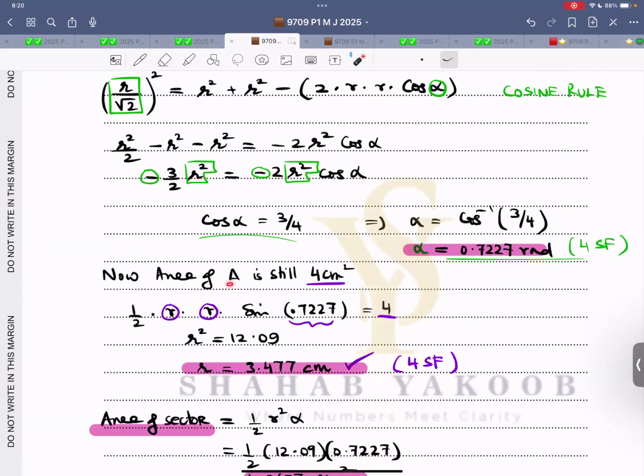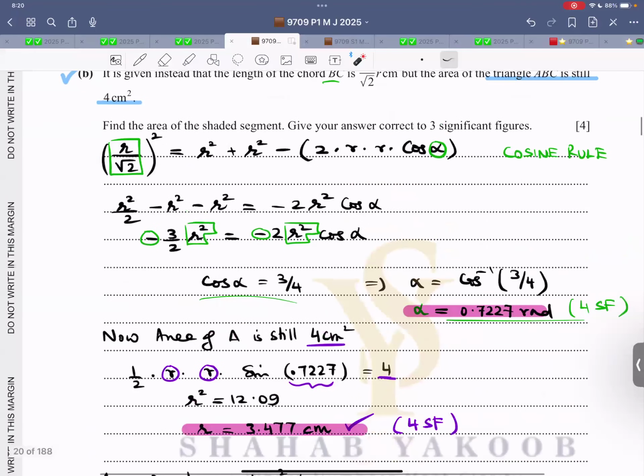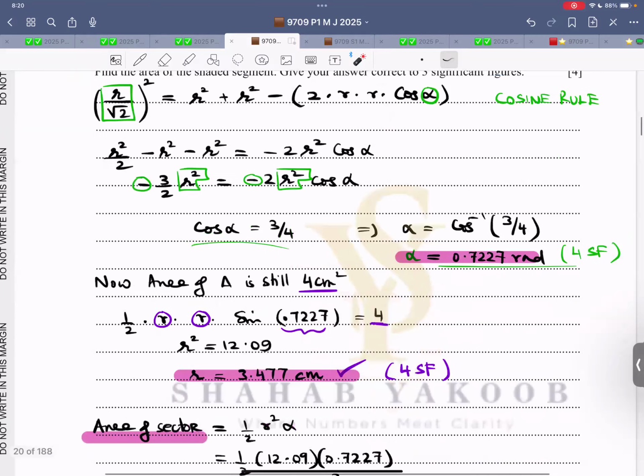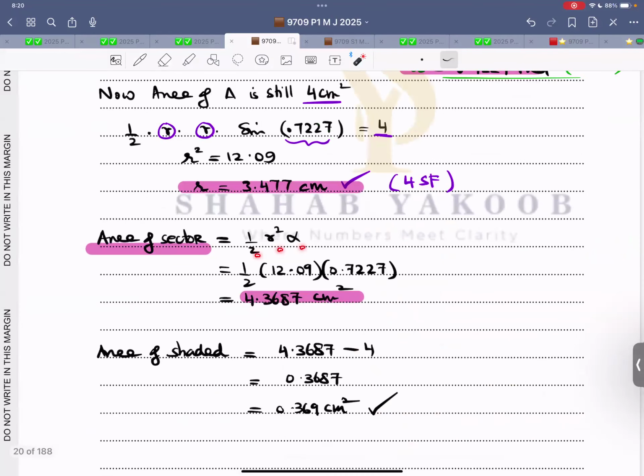Now the area is still 4. The area of the triangle is half r square sine alpha, so r is different. Alpha is different, r is different. Yes, the area was the same, but alpha and r are different. Area of sector, half r square alpha. Area of shaded region, sector minus triangle, that is this much, a very small answer.